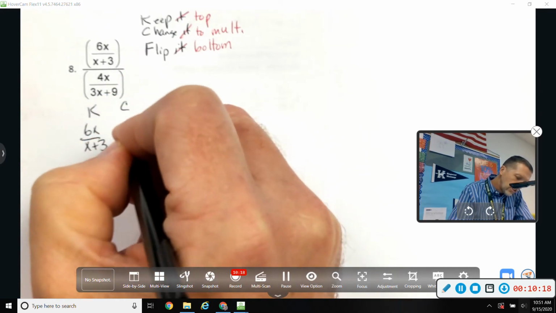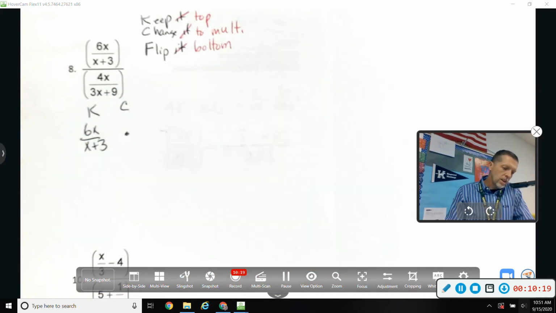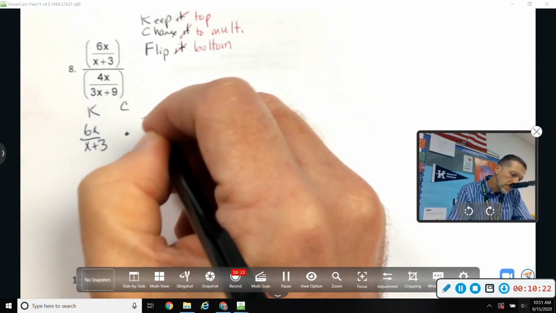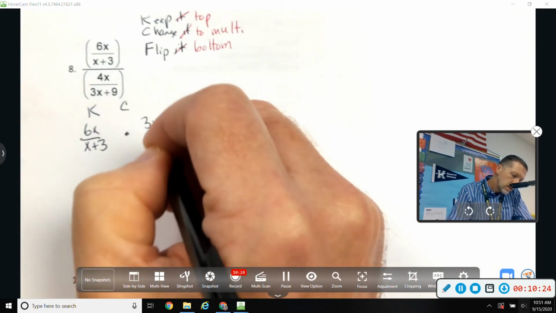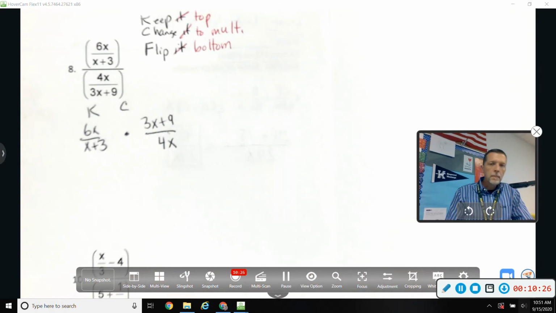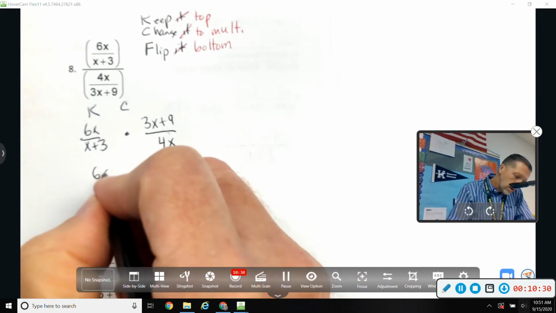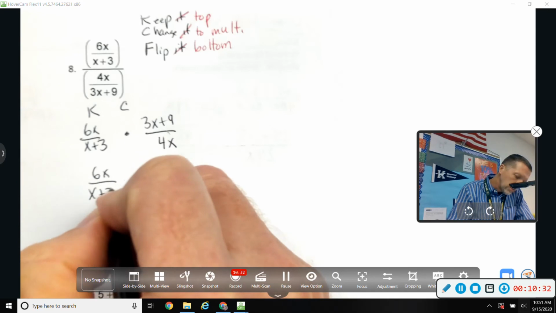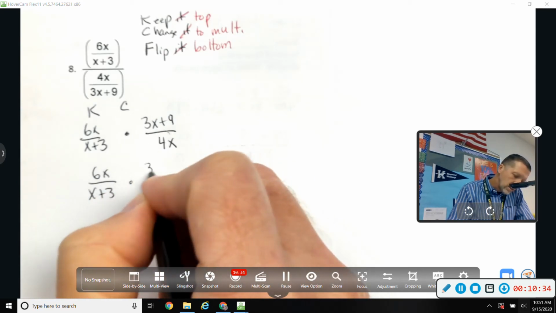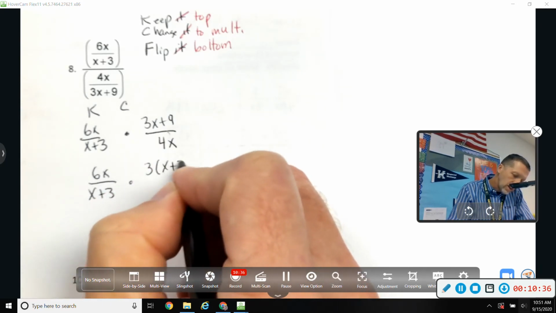Change it, meaning change it to multiplication. And flip it, meaning flip the denominator. And then now you've got a problem that you can reduce. You might need to factor first to see if something will cancel. Like you can factor out a 3.